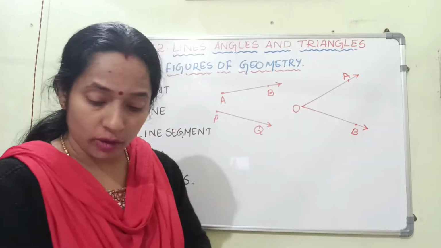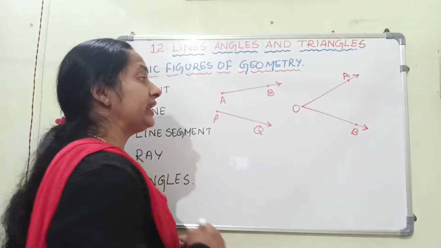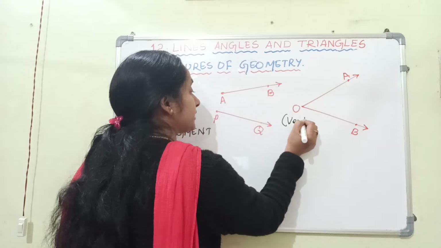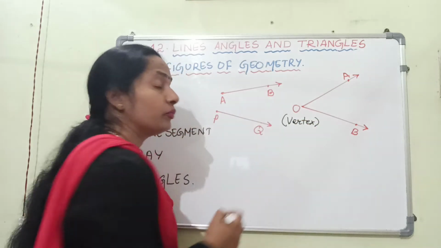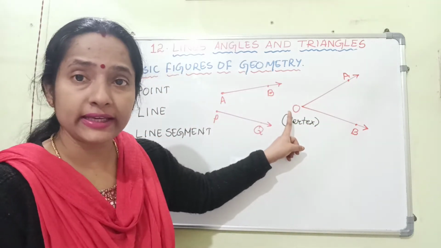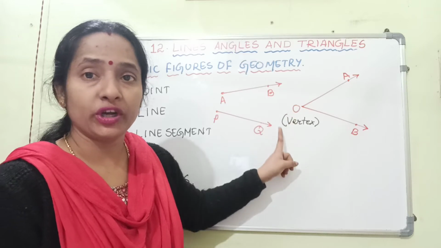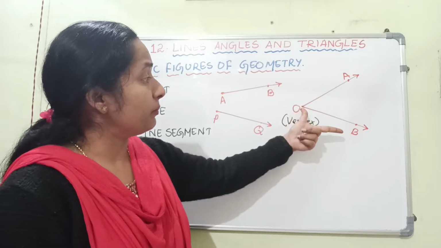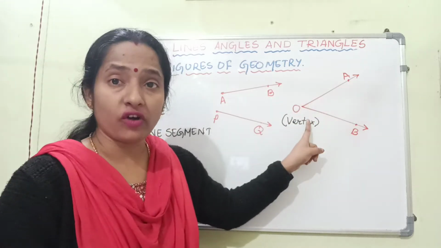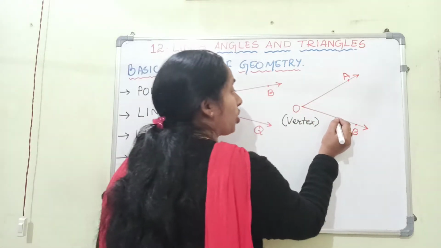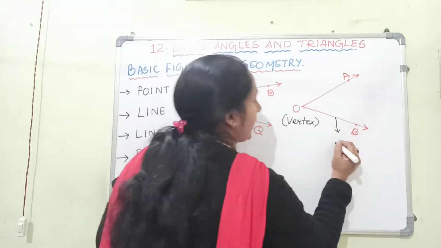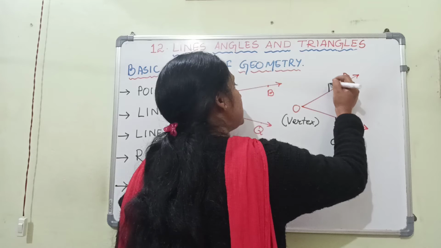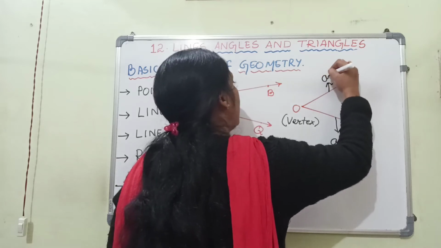Now, the common endpoint of an angle is called a vertex. What is the common endpoint of an angle called? The common endpoint of an angle is called a vertex. And both the rays which are forming the angle are called the arms of the angle. So this is the first arm, arm 1, and this is the second arm of the angle.